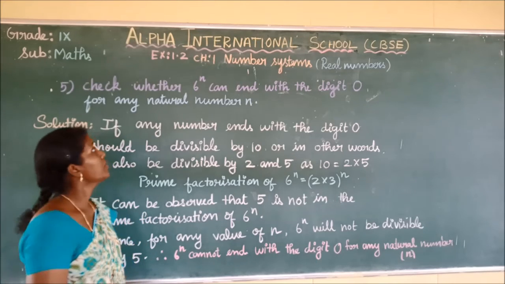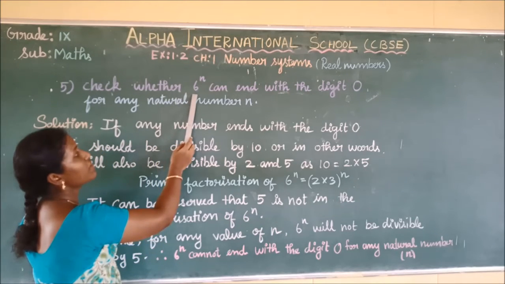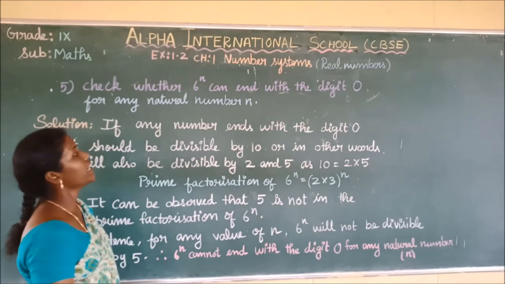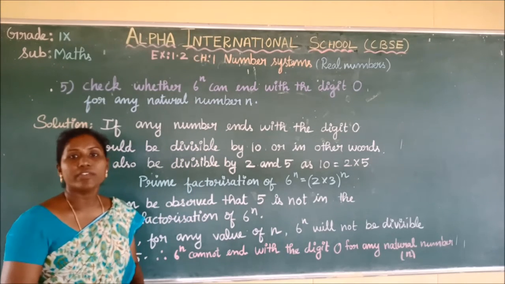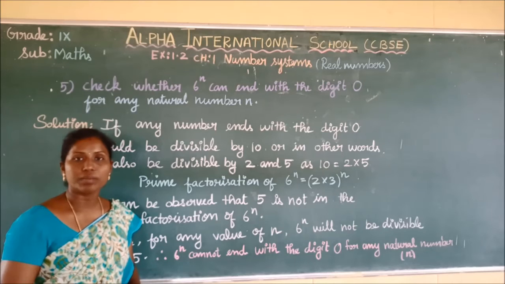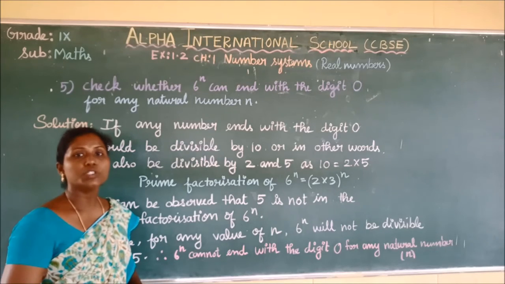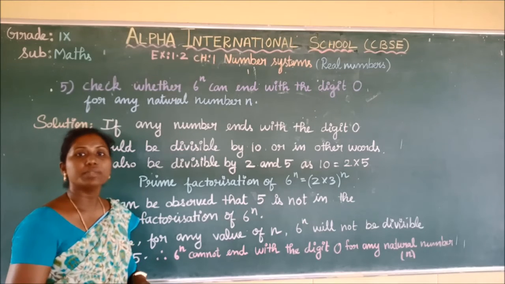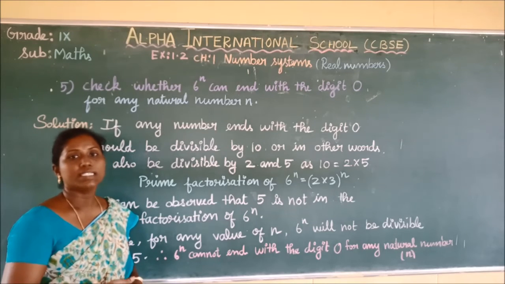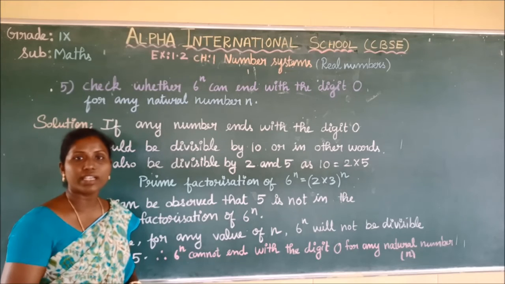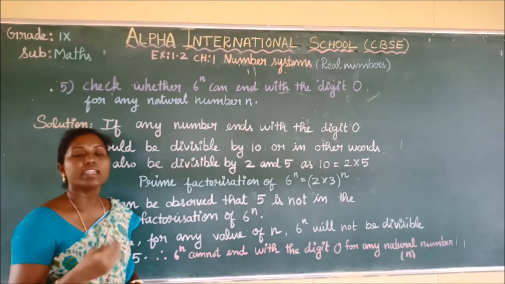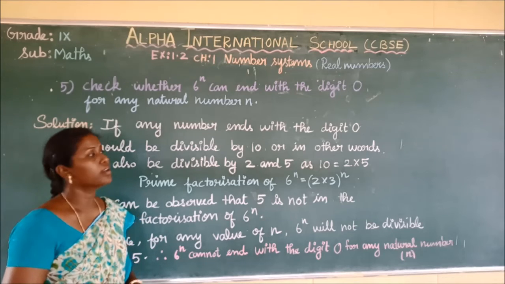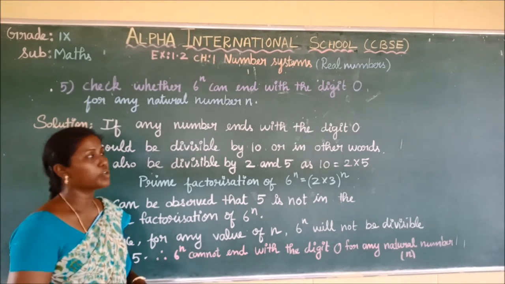Problem number 5. Check whether 6 power n can end with the digit 0 for any natural number n. If n takes any natural number, is it possible for 6 power n to end with the digit 0? For example, 6 power 2. 6 sixes are 36. We will find the answer now. They are asking whether it is possible for it to end with the digit 0. Okay. Yes, let us see the solution now.